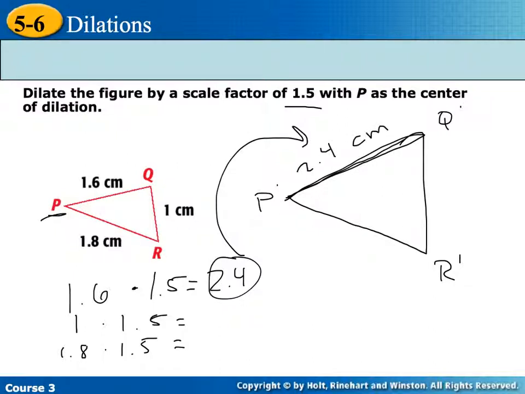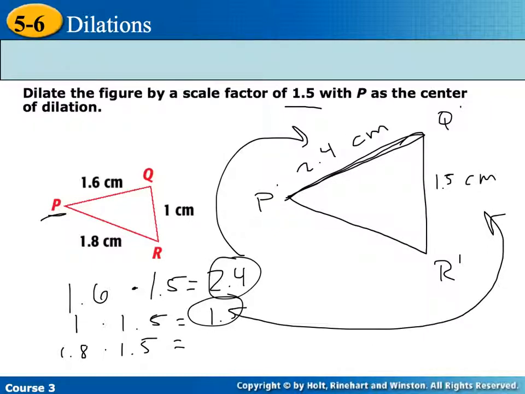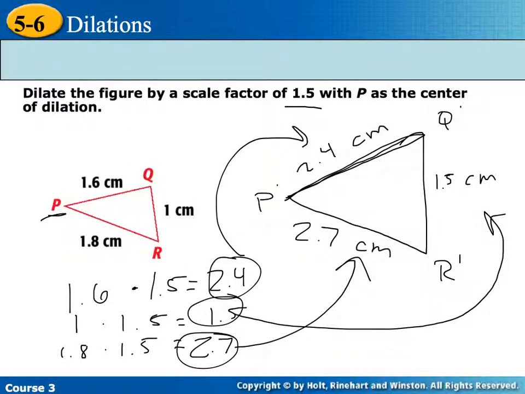If it has a label, keep the label in there. Then you have 1 times 1.5. Oh, easy one. 1.5, plug that in, I get 1.5 centimeters. Last but not least, 1.8 times 1.5. When I answer it, I get 2.7. That becomes my new side here, 2.7 centimeters. I am taking this first triangle, multiplying everything by 1.5 to get my new triangle. It's dilating that much larger. Okay, dilating that much larger. All right?